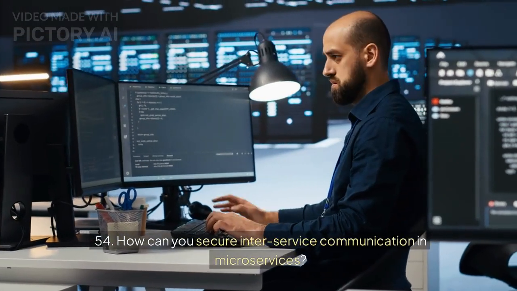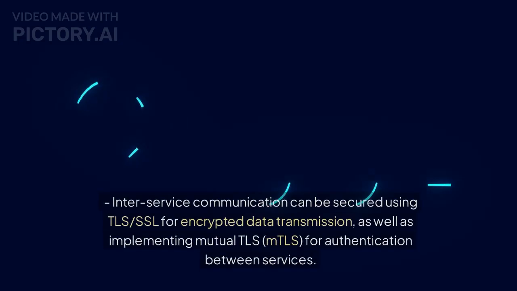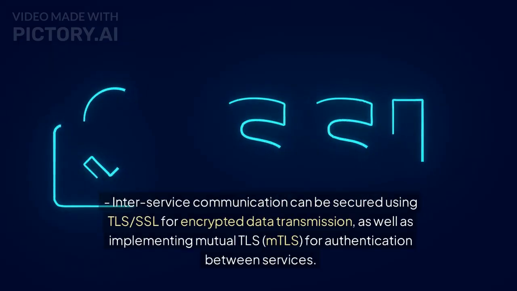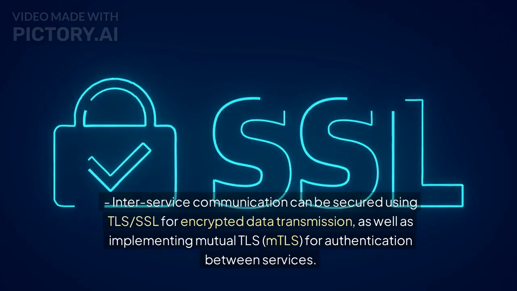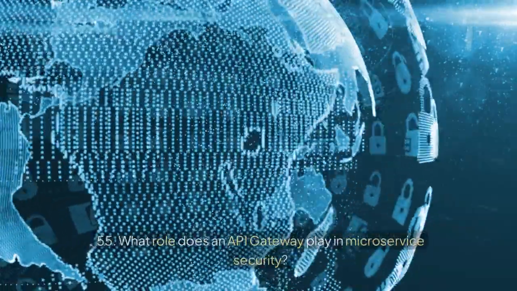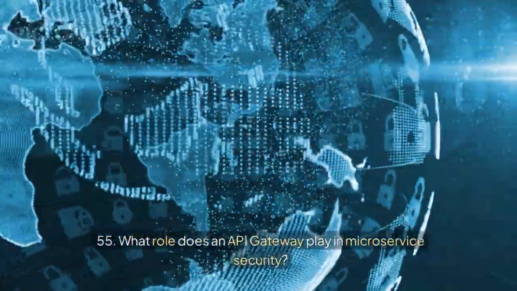54. How can you secure inter-service communication in microservices? Inter-service communication can be secured using TLS, SSL for encrypted data transmission, as well as implementing mutual TLS, mTLS, for authentication between services. 55. What role does an API gateway play in microservice security?